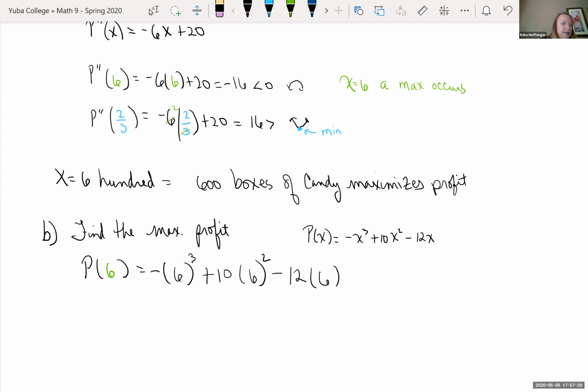So we get 6 cubed. 6 times 6 is 36. 36 times 6, this gives us 216. So this is equal to negative 216 plus 6 times 6 is 36 times 10 is 360 minus 12 times 6 is 72. Okay, so we have 360 minus 216 minus 72. This is going to give us back 72.